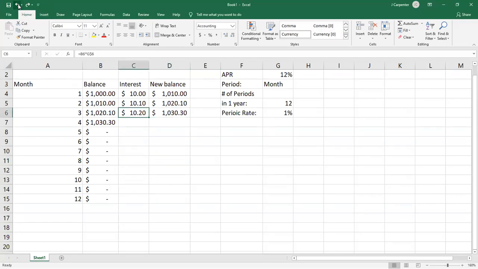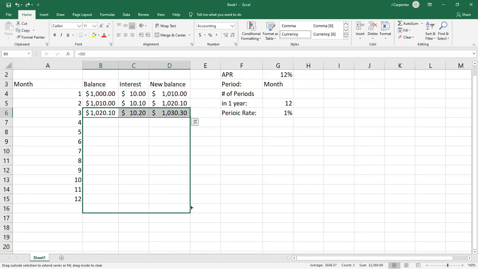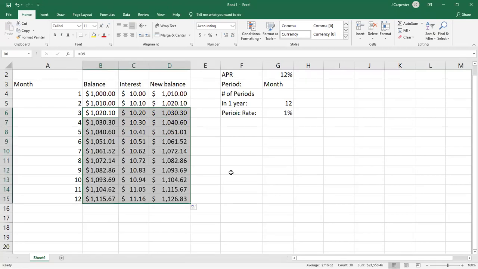So check this out. As long as you have one complete row, all with formulas, you can highlight them. So again, highlight. Highlight means just click and drag. Then grab the fill handle and drag that down to month 12, and it'll do all of them at once. Same exact numbers that we saw before. I'm telling you, this is an amazing tool.